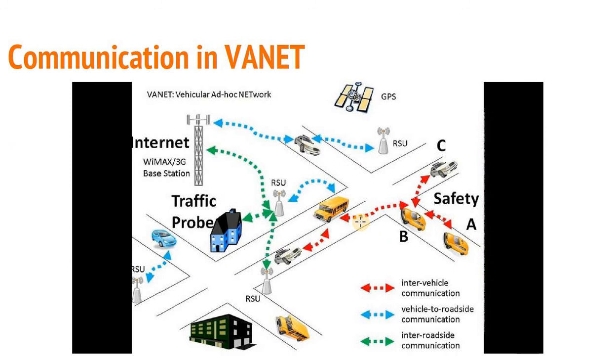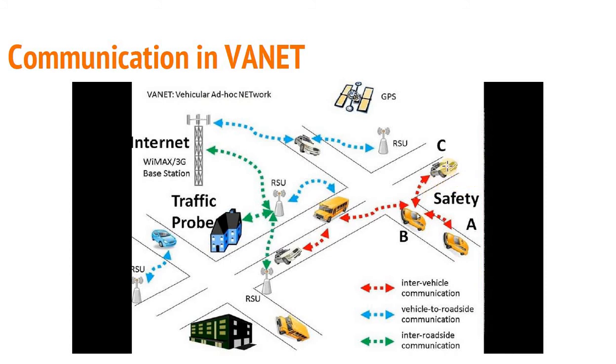So the communication in the VANET can be understood by using this diagram. So we can say this is inter-vehicle communication. In the inter-vehicle communication, this vehicle is communicating with this vehicle and this vehicle is communicating with this vehicle. Now an accident happens over here. This car is actually in a bad position. So we can say there is an accident.